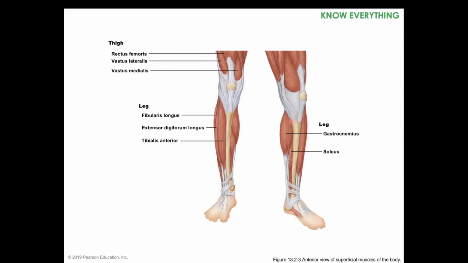And then again, we have our gastrocnemius here, which is the main superficial calf muscle, which is the one you think of when you think of someone's calf. That's the gastrocnemius. And beneath that, we have the soleus.